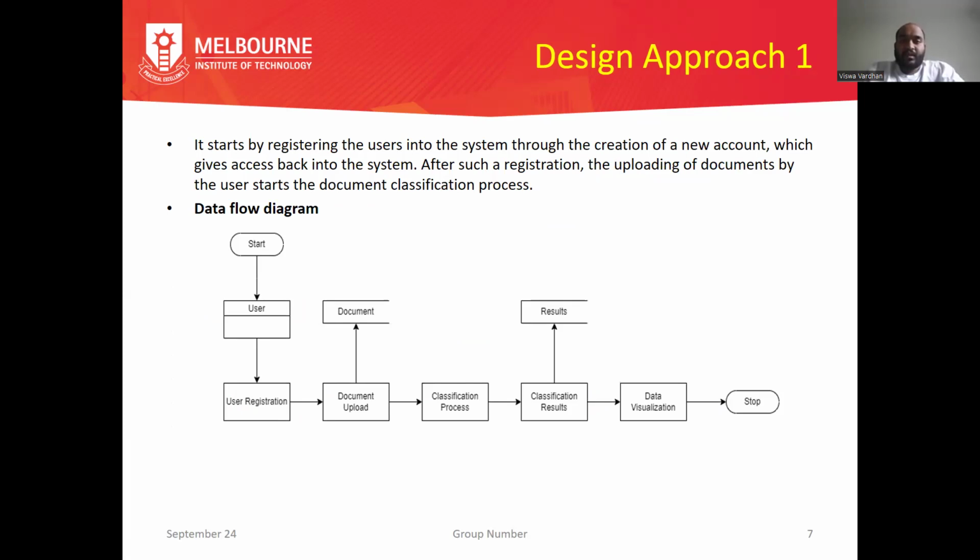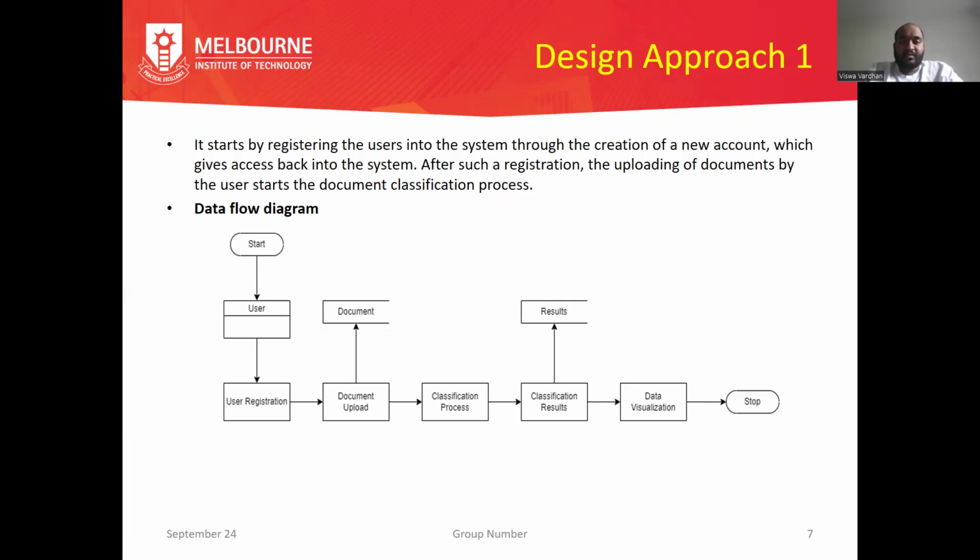regarding design approach, here we come with approach number 1, which has user registration. As we can see in the data flow diagram, users are registered into the system by creating a new account, which allows access, and then download and document upload. So document classification, key process flow, and focus, all these are the steps which data will mainly go through.